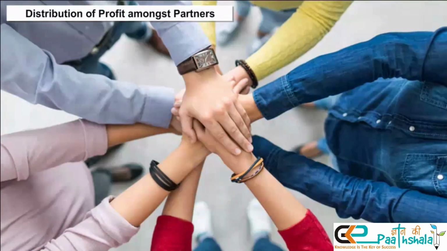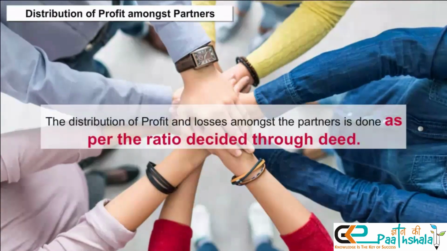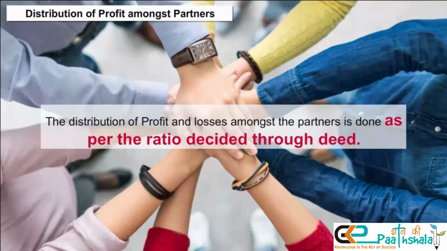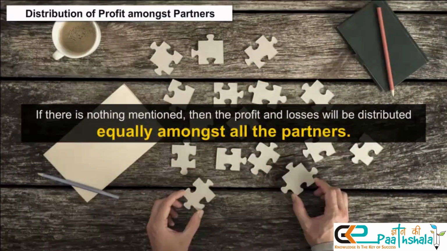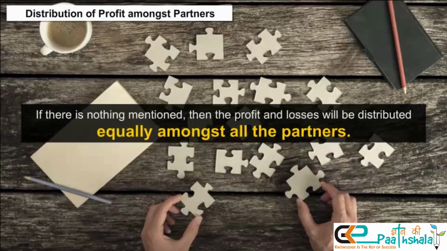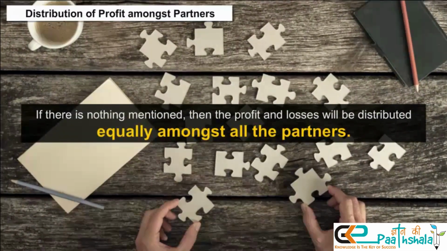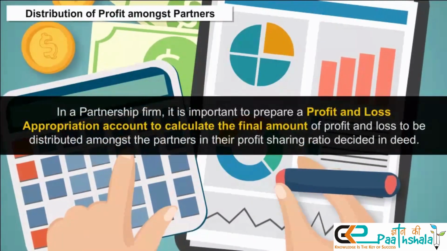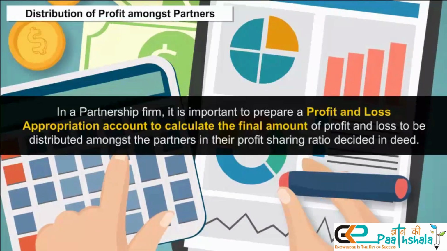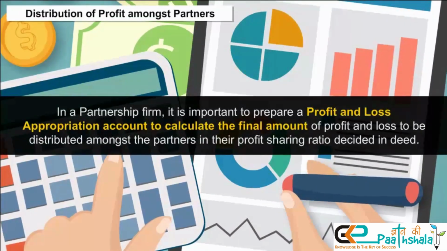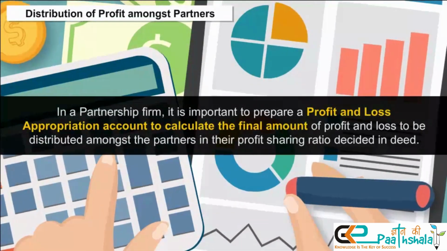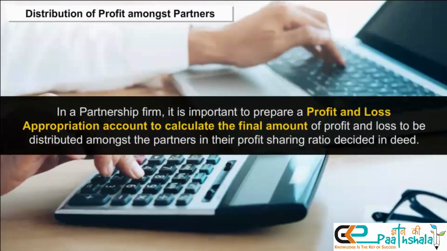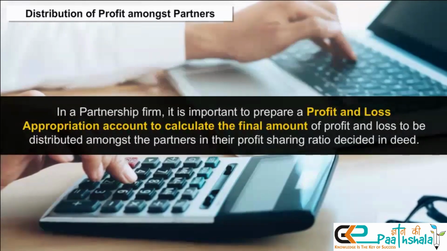Distribution of profit amongst partners. The distribution of profit and losses amongst the partners is done as per the ratio decided through the deed. If there is nothing mentioned, then the profit and losses will be distributed equally amongst all the partners. In a partnership firm, it is important to prepare a profit and loss appropriation account to calculate the final amount of profit and loss to be distributed amongst the partners in their profit-sharing ratio decided in the deed.